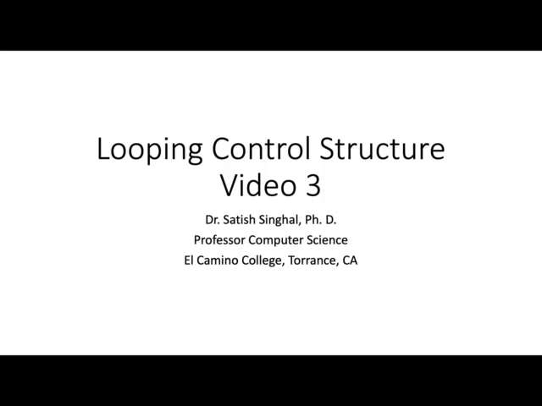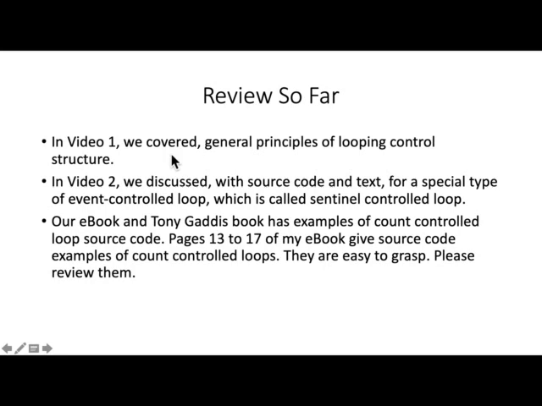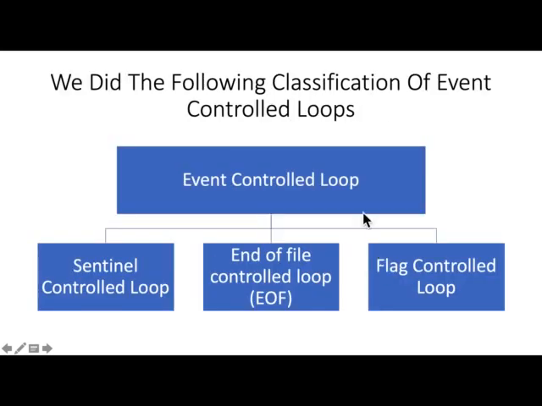Okay. So let's review what we have done so far. In video 1, we covered the general principle of looping control structure. In video 2, we discussed the source code and text for a special type of event control loop, which is called sentinel control loop. Our ebook and Tony Gaddis's book have examples of count control loop source code, and pages 13 to 17 of my ebook give source code examples of count control loop. They are easy to grasp. Please review them.